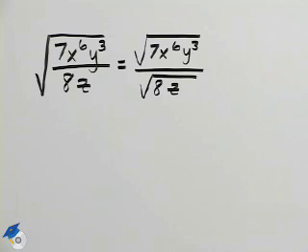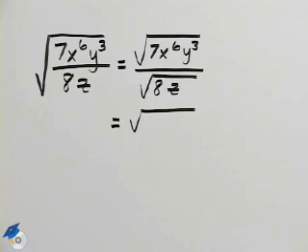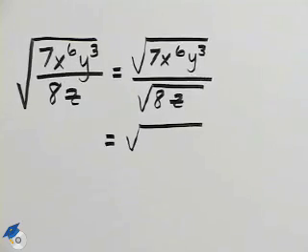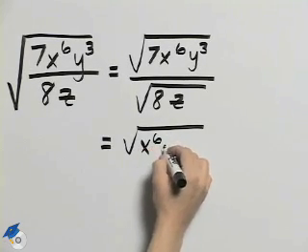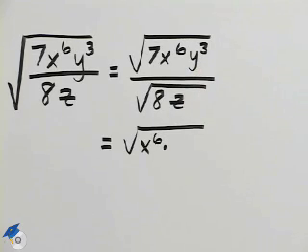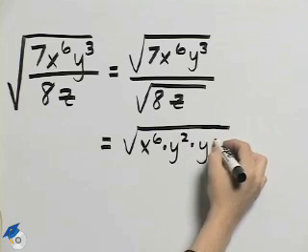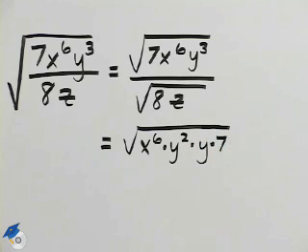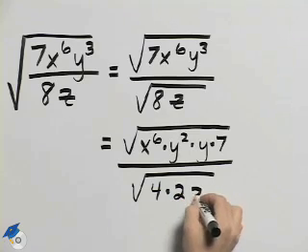I will now simplify each of these radicals by rewriting each in terms of their perfect squares and non-perfect squares. So in the top, 7 is not a perfect square. x to the 6th is. y cubed is y squared times y. And I'll place this 7 on the end because it's a non-perfect square. In the bottom we have 8, which is 4 times 2.